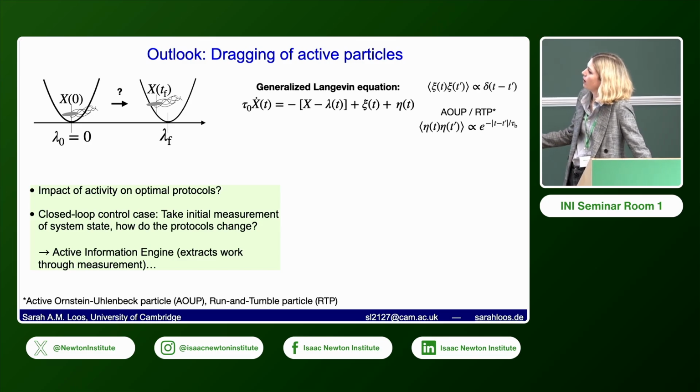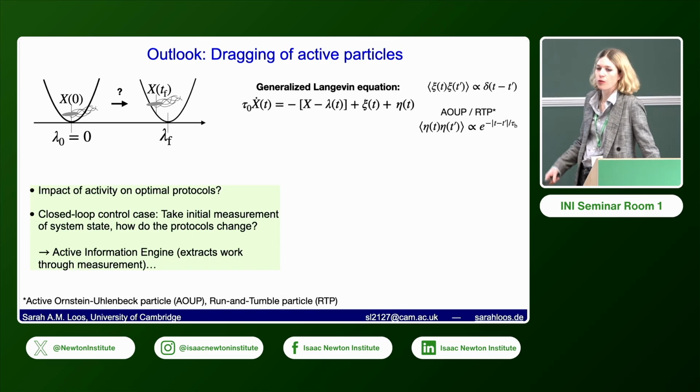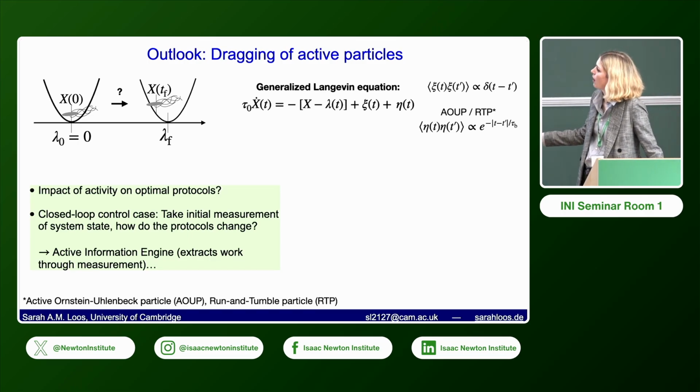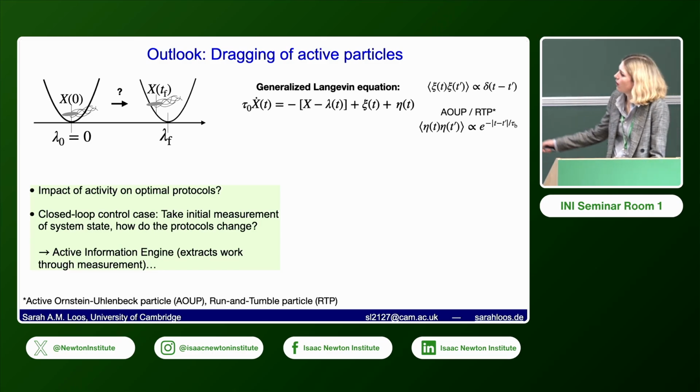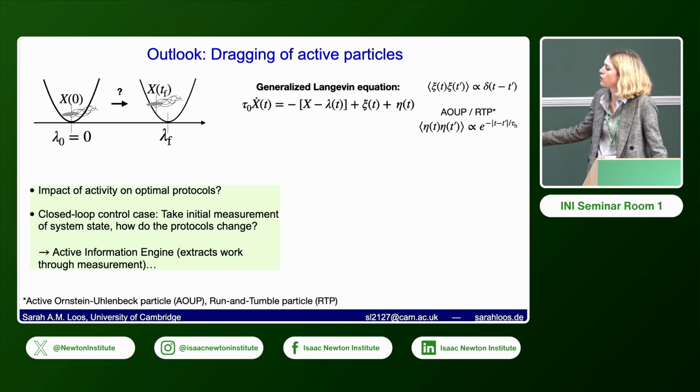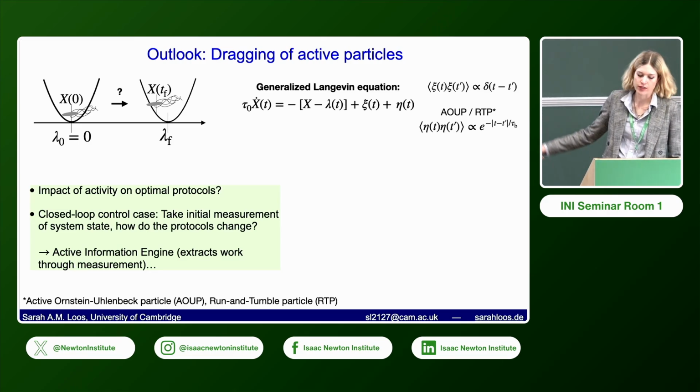We also consider the closed loop case, so where we take into account measurements of the system state and see how they affect the protocols. And if you do that, you can start to extract work through the measurements. So we also study an active information engine based on this very simple process.